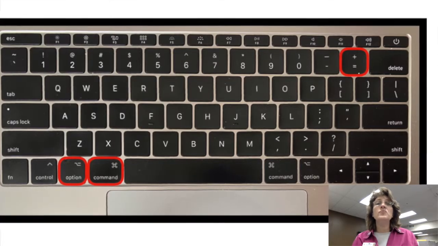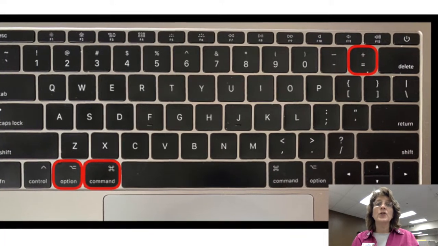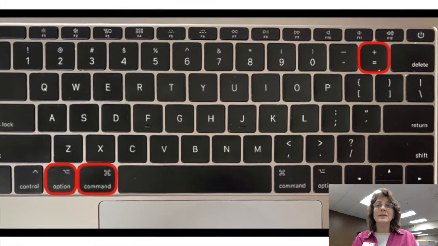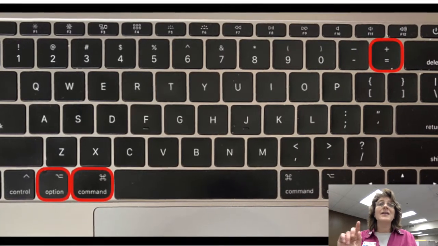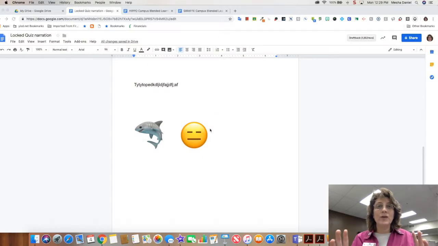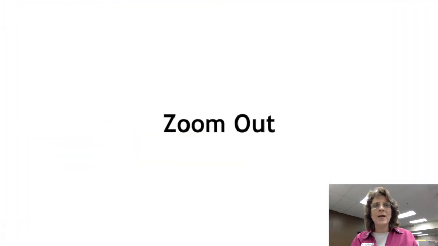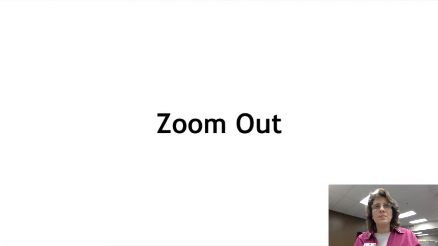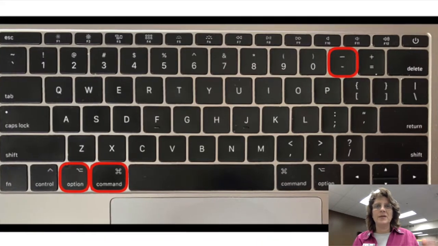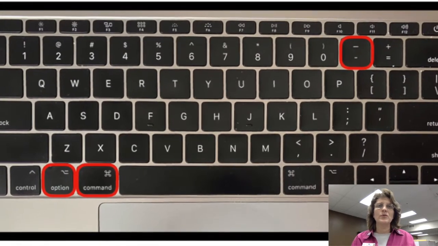Zooming in. I love zooming in. To zoom in on a particular part of the screen, hold down the Command, the Option, and the plus sign, and that will make the screen get bigger. You keep holding it, keep pushing it down, and it'll get bigger and bigger and bigger. To zoom out, it's Option, Command, minus sign. Same effect. It'll start to get smaller and smaller and smaller.